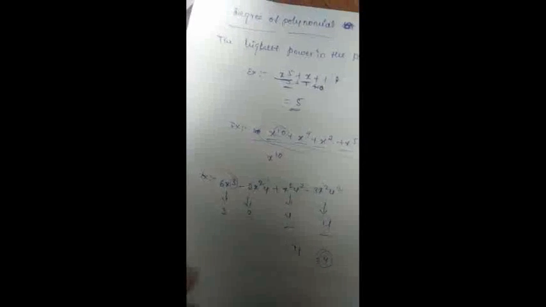The highest sum of degrees is what we consider the degree of the polynomial. Okay, one more example: 2x square y cube minus 3x y square plus 5x cube y cube.